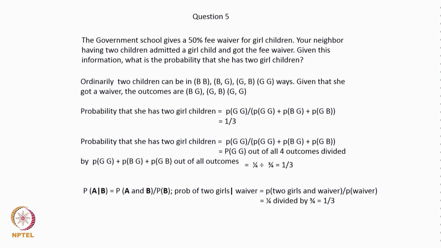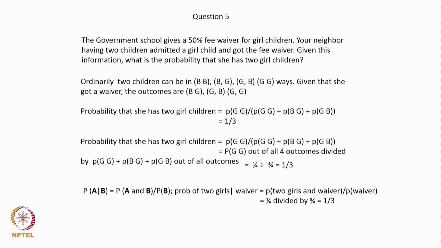The other way to do it is girl girl comes as 1 by 4, and girl girl, girl boy, boy girl is 3 by 4. So, 1 by 4 divided by 3 by 4 is 1 by 3. We can also use the Bayes theorem, or the conditional probability theorem. So, P of A given B is equal to P of A and B by P of B. So, the probability of 2 girls given a waiver is the probability of 2 girls and waiver divided by the probability of waiver.